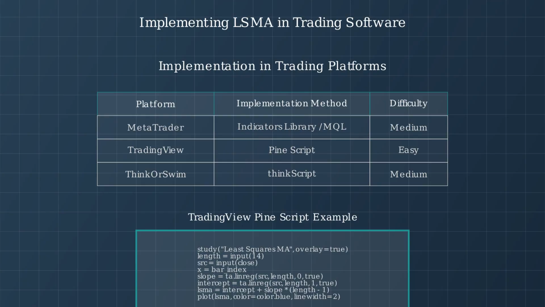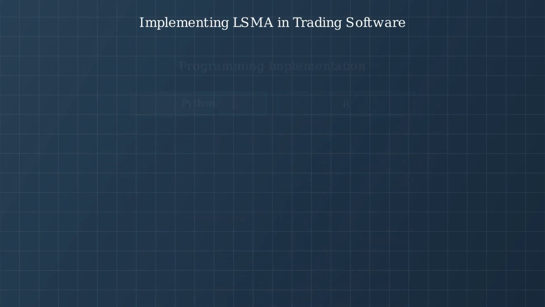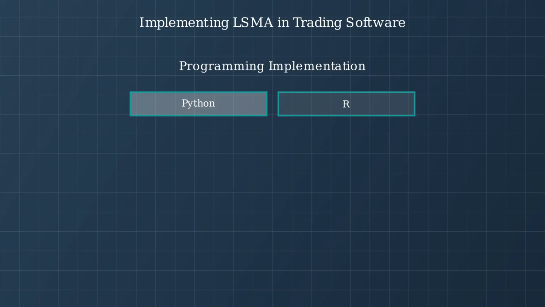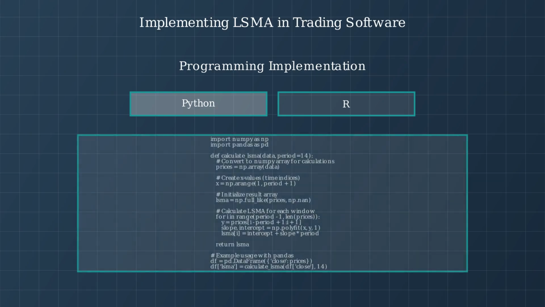TradingView offers one of the most straightforward implementations using PineScript. Here's an example code that calculates and plots LSMA. For traders who prefer programming their own indicators, both Python and R offer excellent libraries for implementing LSMA. Here's a Python implementation using NumPy and Pandas. This function calculates the least squares moving average by applying linear regression to each moving window of price data.